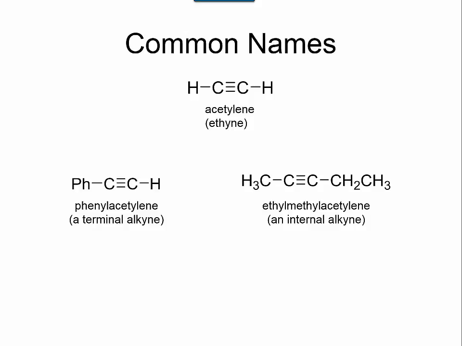So for instance, the terminal alkyne phenylacetylene is shown on the left, and the internal alkyne is named by naming the substituents methyl and ethyl, putting them in alphabetical order: ethyl, methyl, acetylene.